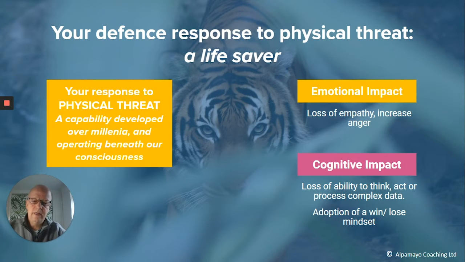So our cognitive capabilities are effectively reduced in that moment of physical threat, with the only decision to be whether to attack or to remove yourself from the threat. And another way of putting that is also we adopt a win-lose mindset, thinking we are either going to win or we are going to lose in that situation where the threat is manifested.